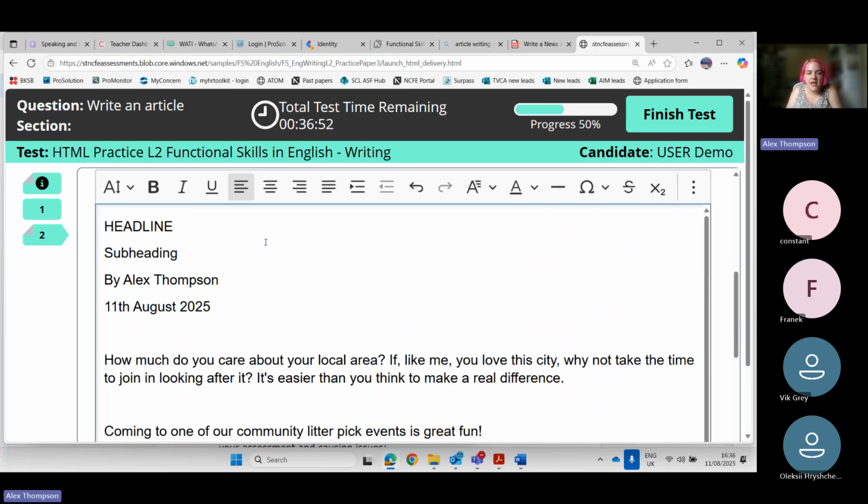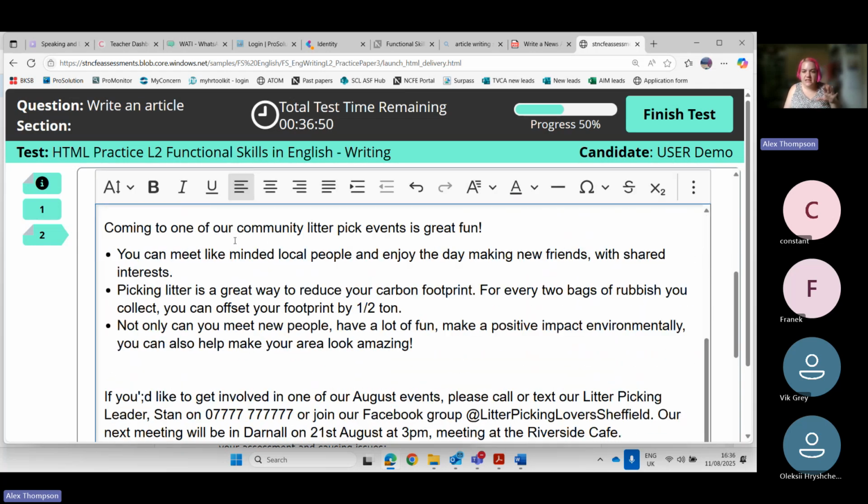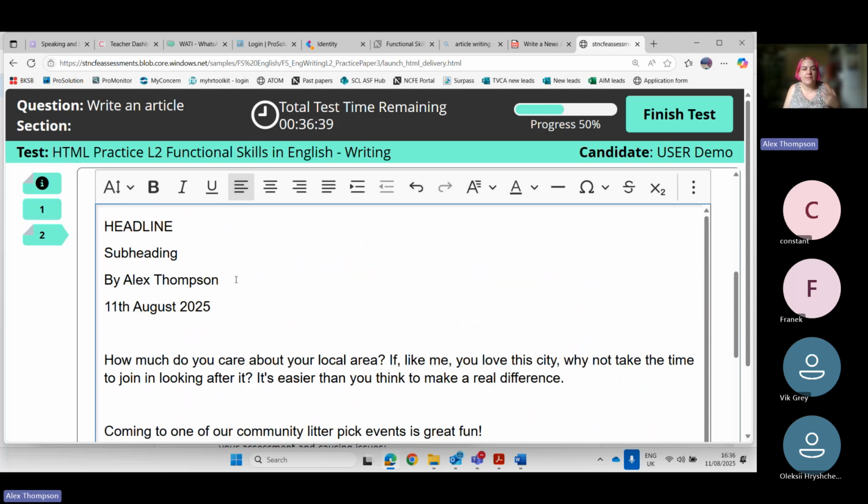So our headline. Now, I like the fact that when I was trying to think of a name of a Facebook group, Litter Picking Lovers Sheffield. So people who love picking litter. I'm going to use that because it has a nice rhythm with the litter and lovers, litter picking lovers. It's got a nice rhythm to it, a nice sound.